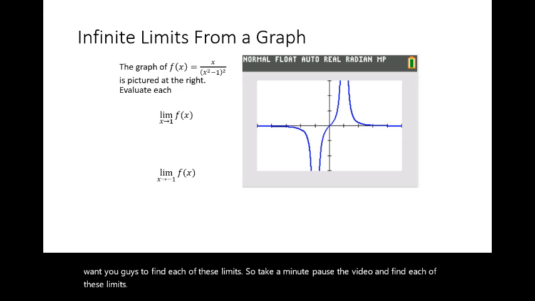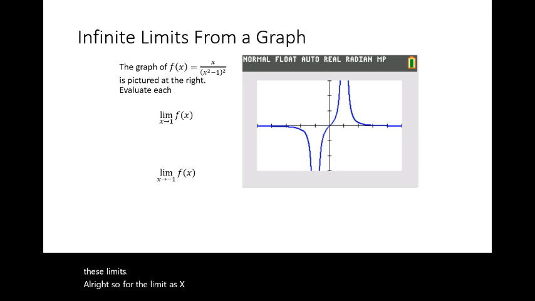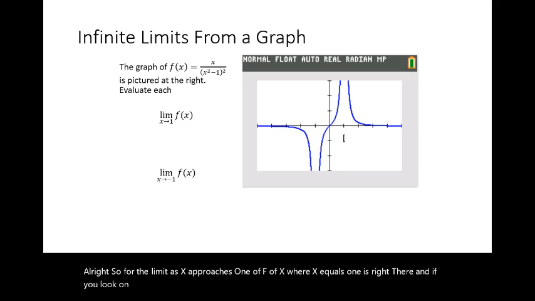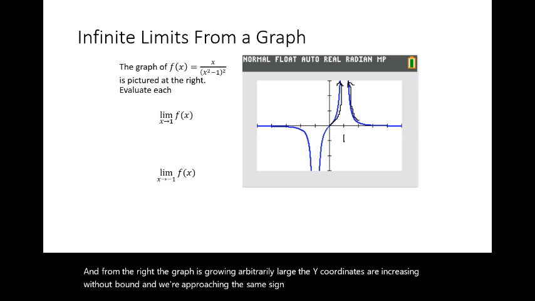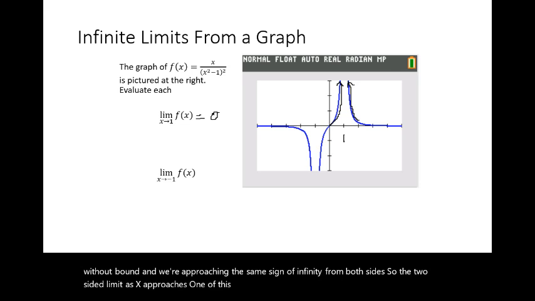All right, so for the limit as x approaches 1 of f of x, well, x equals 1 is right there. And if you look on either side of 1, so as x approaches 1 from the left and from the right, the graph is growing arbitrarily large. The y-coordinates are increasing without bound, and we are approaching the same sign of infinity from both sides. So the two-sided limit as x approaches 1 of this f of x is going to equal positive infinity.